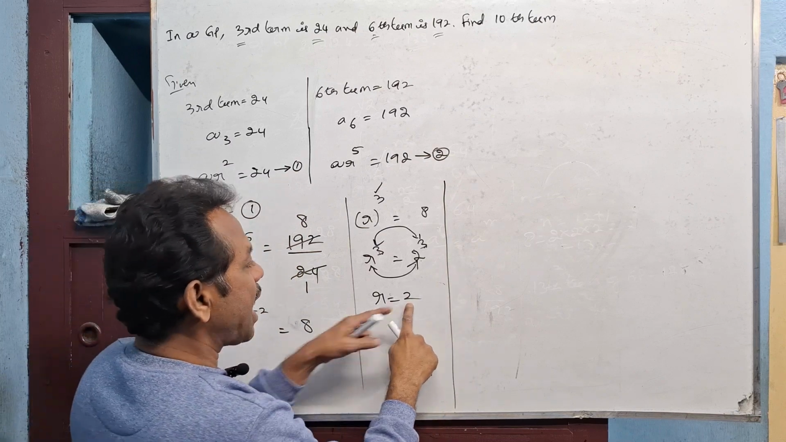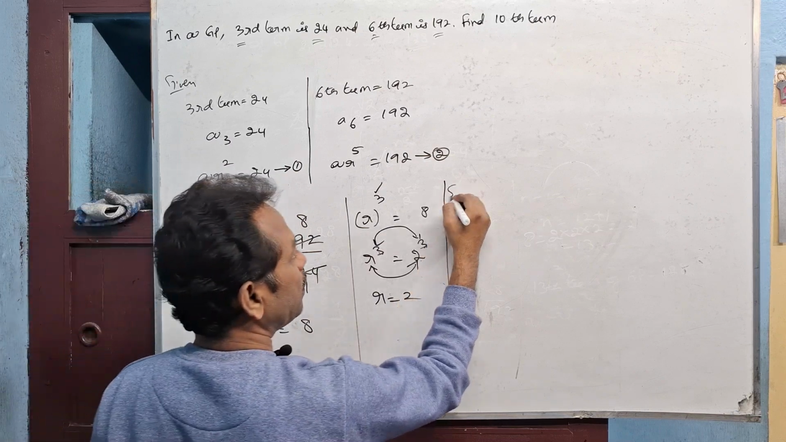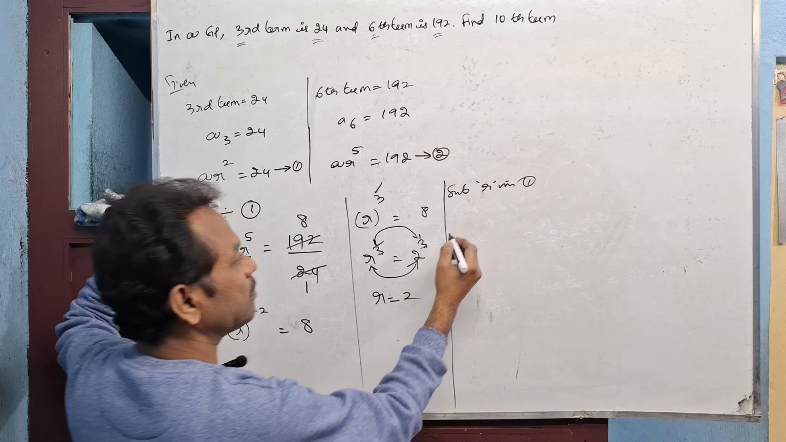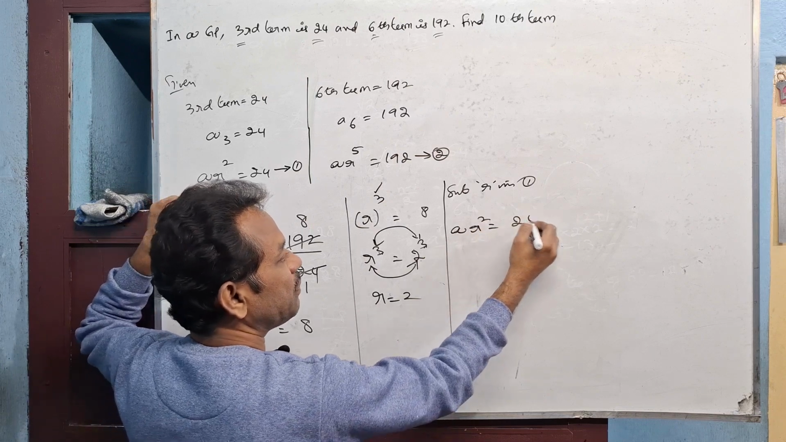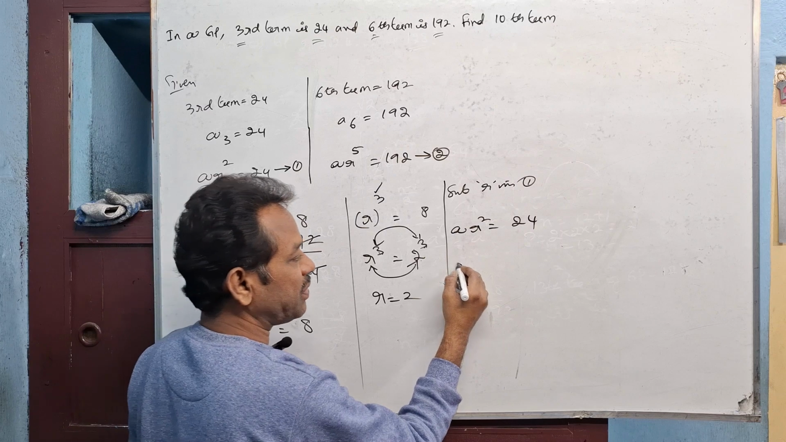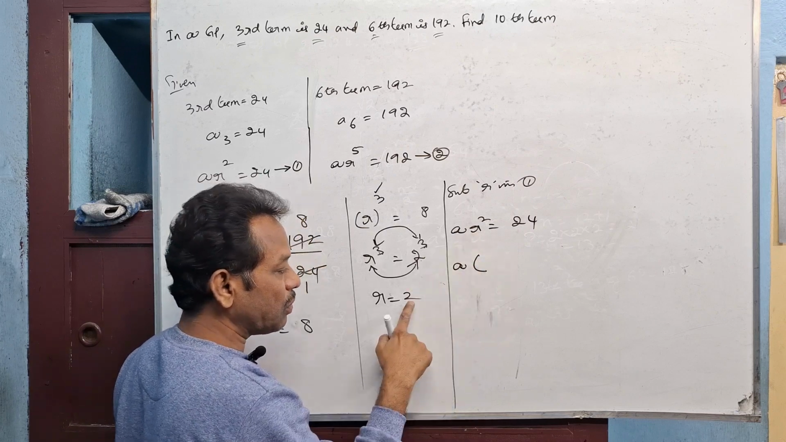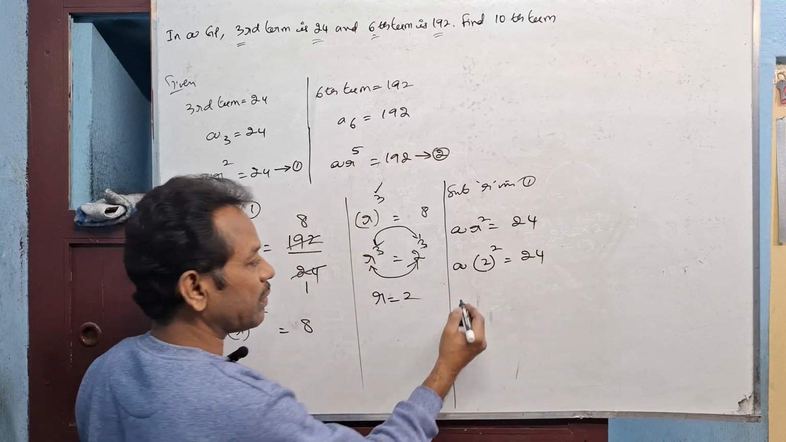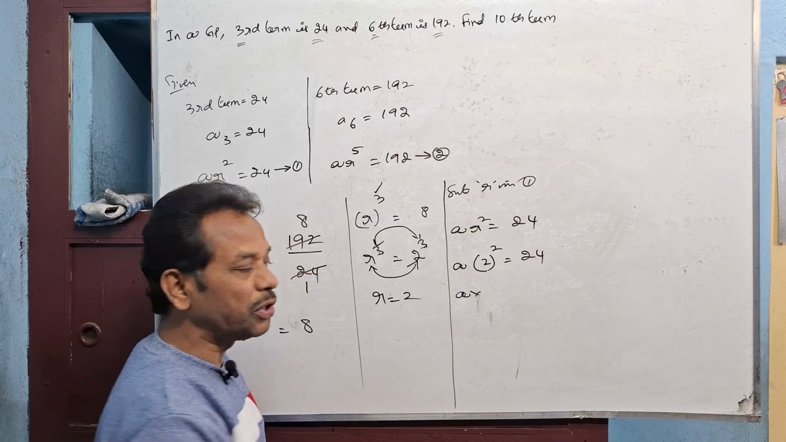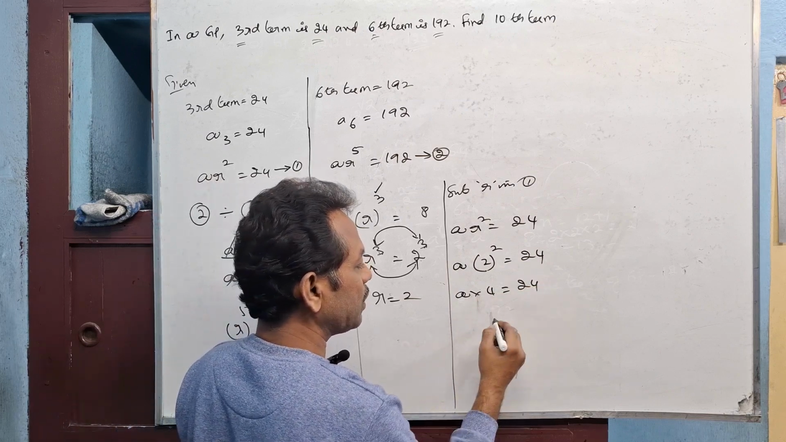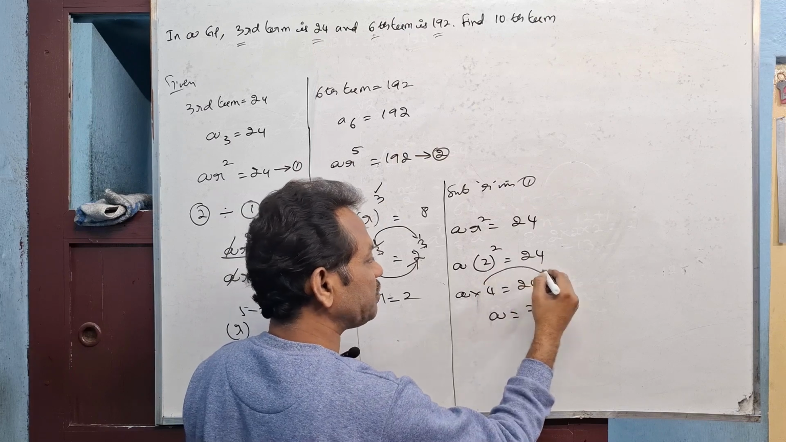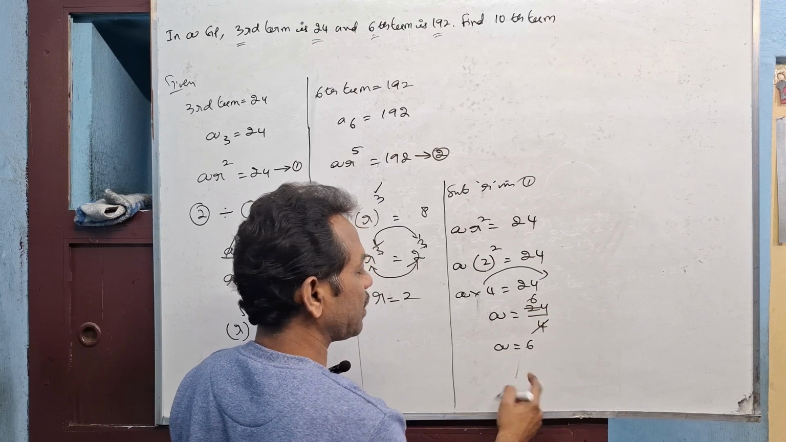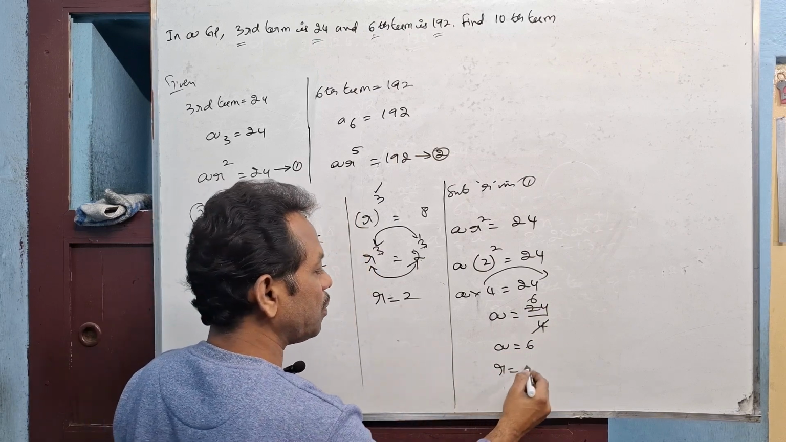Let me take this R and substitute it in equation 1. Our equation 1 is AR square equal to 24. Now A as it is, into the value of R, which we already know is 2. So A into 2 square equal to 24. Now A into 2 square is 2 into 2, 4, equal to 24. A equal to 24 by 4, as 4 is shifted to RHS. 4 sixes are 24, so A equal to 6. And we also know the R value, R equal to 2.